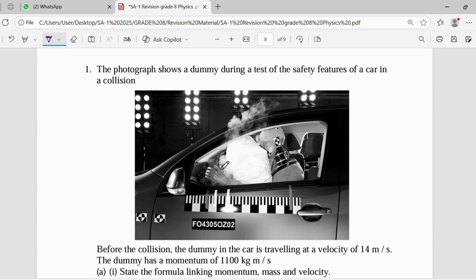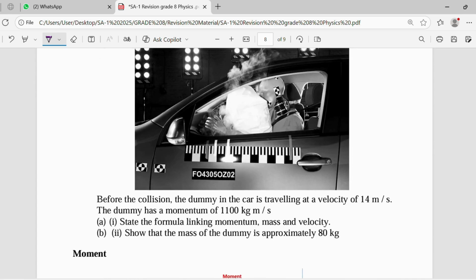All right, coming to the next question. The photograph shows a dummy during a test of the safety features of a car in a collision. Before the collision, the dummy in the car is traveling at a velocity of 14 meters per second. The dummy has a momentum of 1100 kilogram meter per second. State the formula linking momentum, mass and velocity. Show that the mass of the dummy is approximately 80 kilogram.